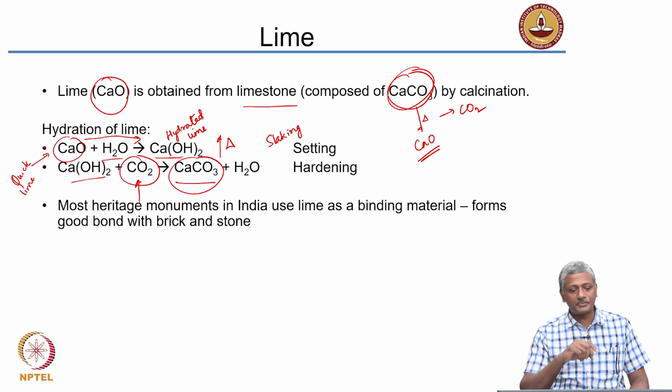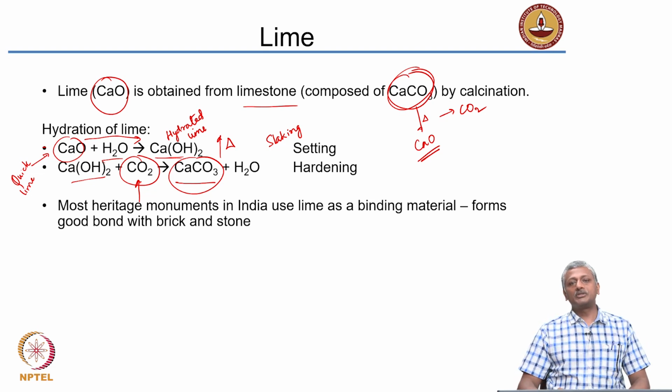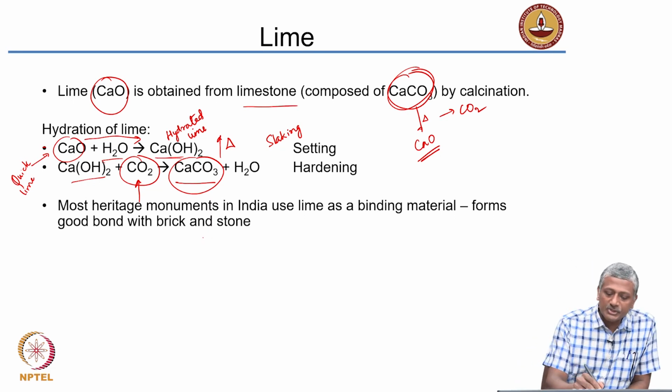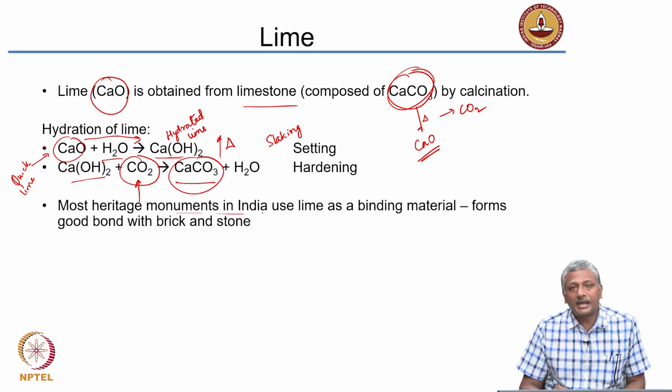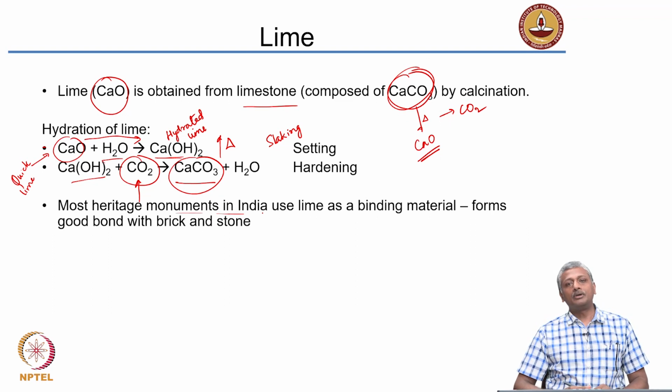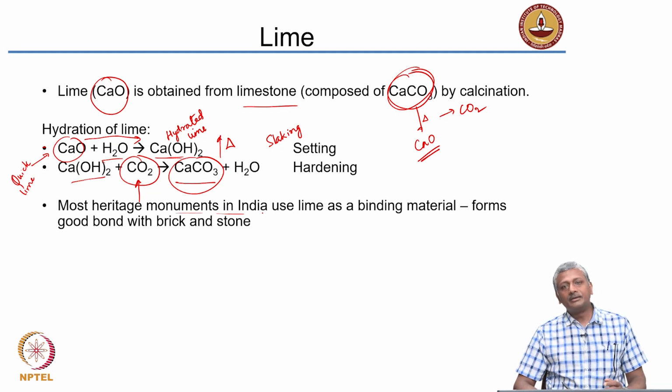That's why a lot of architects prefer lime, because of this property of almost a net zero carbon dioxide emission from lime. In cement, it's not the case. You'll see later that in cement, it's quite different. As I said, most heritage monuments in India use lime as a binding material, and it's also seen that it forms an excellent bond with the brick and stone. So heritage monuments, more often than not, you're bound to find lime mortar as a binding material.